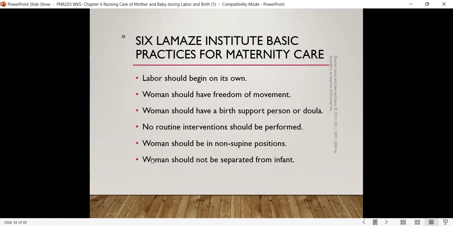And then women should not be separated from infant. No, we don't do that. When baby comes out, we do the kangaroo skin to skin contact right after delivery so that their bonding goes on.